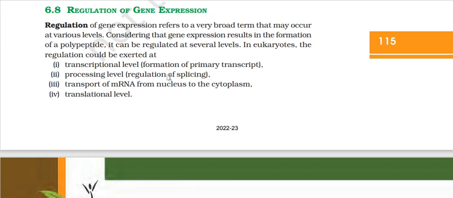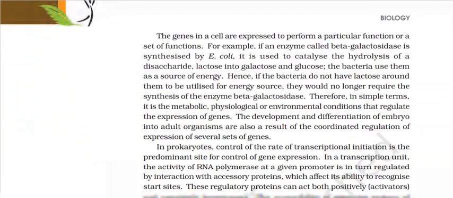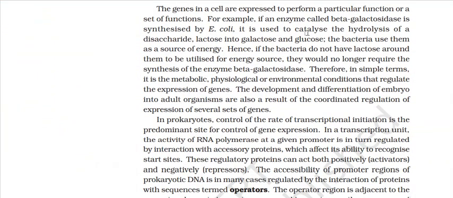cytoplasm, and translational level. So basically, regulation क्या है कि हमें अगर we need a certain result, you need a certain polypeptide, you can regulate it. You can choose what polypeptide you can form, and this can happen at different levels. ठीक? The genes in a cell are expressed to perform a particular function or a set of functions.